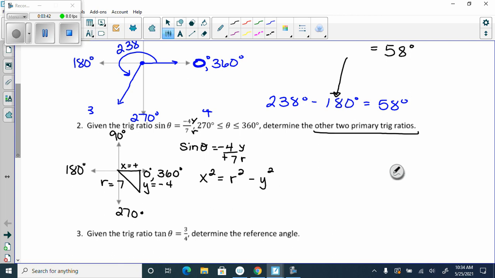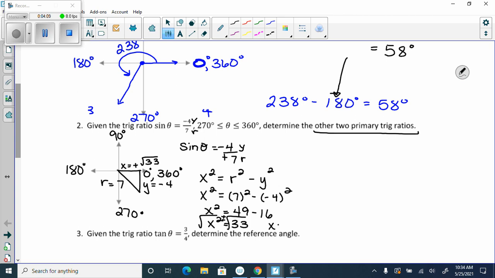So we're going to get x squared equals 7 squared minus (-4) squared. X squared equals 49 minus 16. So x squared equals 33. And then I take the square root of it and I get plus or minus, but because I drew the triangle, I'm going to get square root 33, and it's positive. And I can't reduce 33. If I could reduce it, say it was 24 and I could do 4 and 6, then I would reduce the radical, right? But 33 can't be reduced, so we just leave it as root 33.